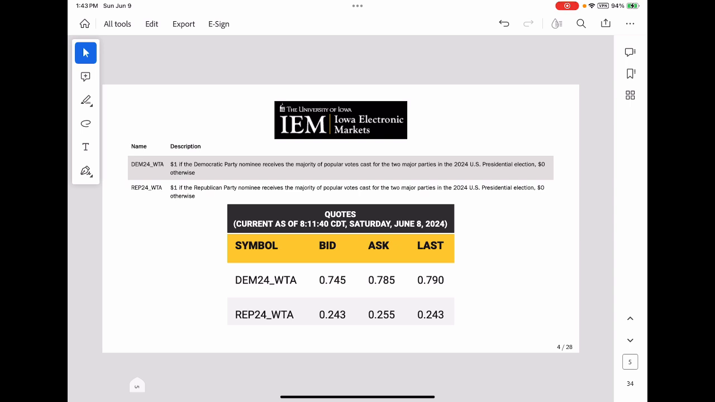In fact, it happened in 2016 and it happened in 2000. It's entirely possible that the candidate that gets a majority of the popular votes cast will not be elected president because of the electoral college system. Now let's just take a look at some of the prices.